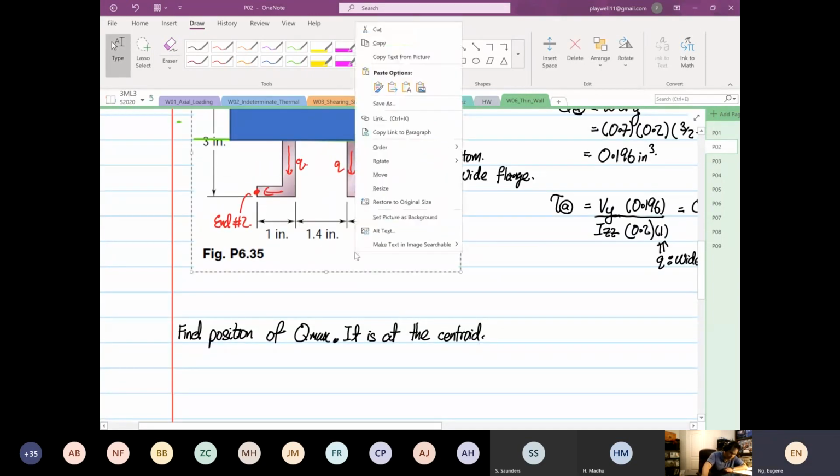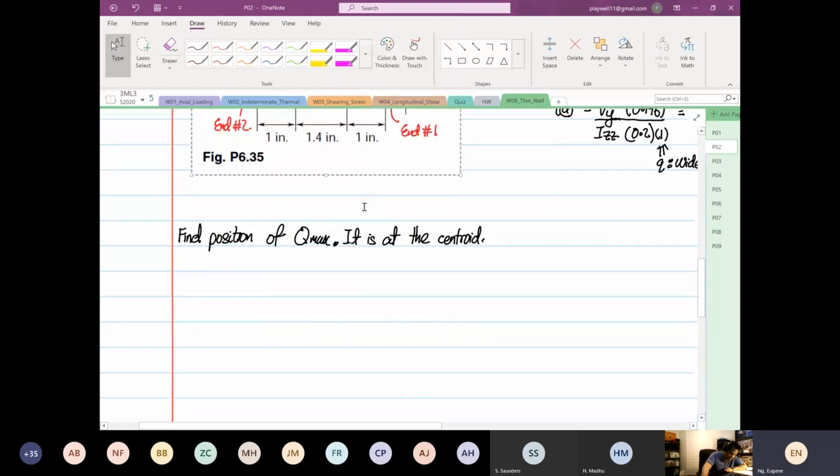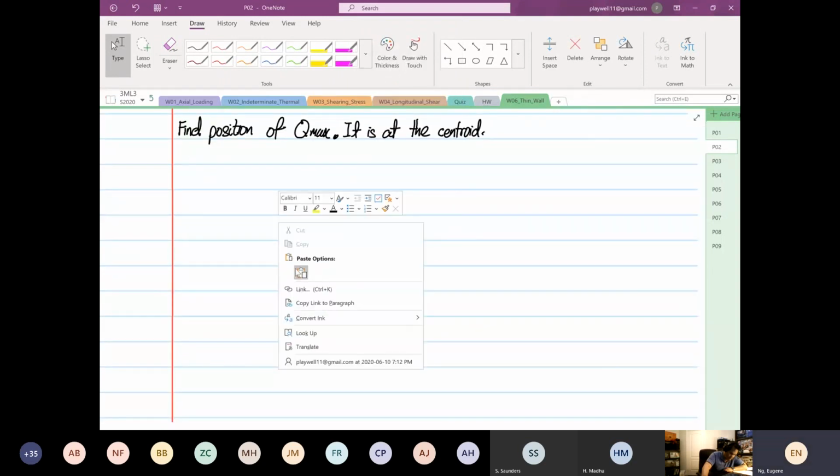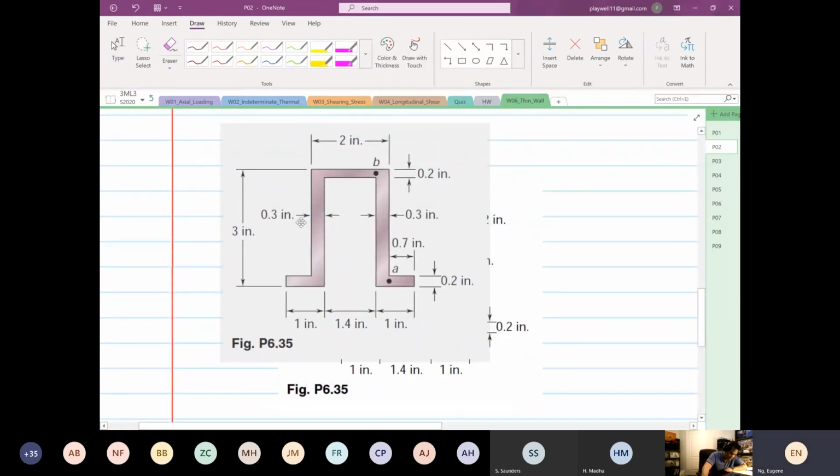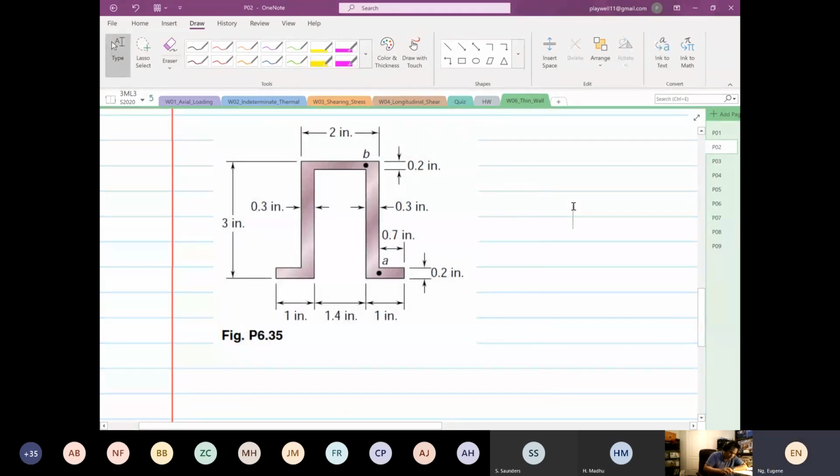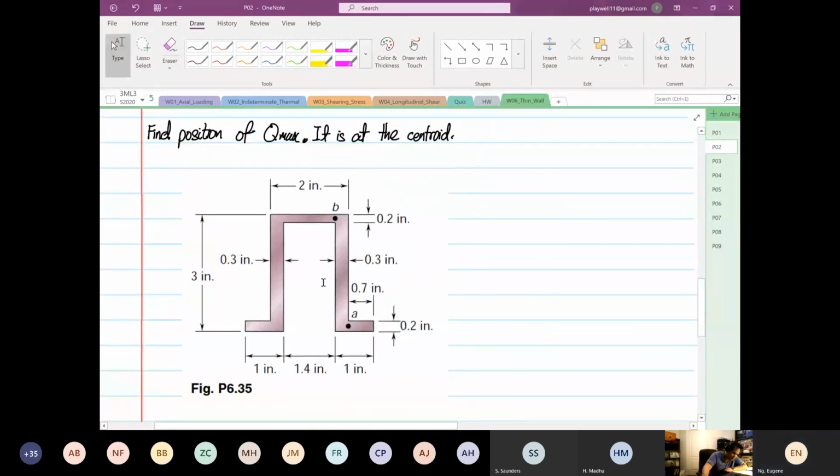So I'm going to copy and paste. Right. So we are going to find point C. So this is where our centroid is. Right. So my suspicion, or our suspicion, a very intelligent guess, is that at point C is where maximum shearing stress will occur.